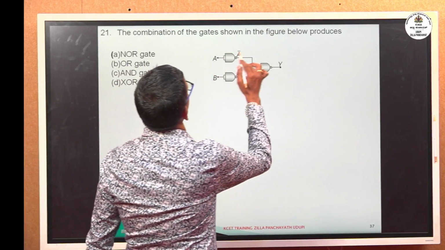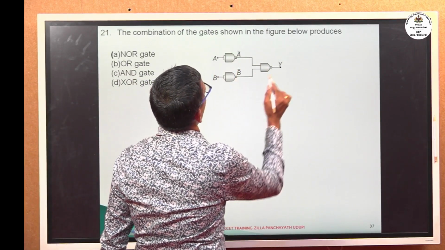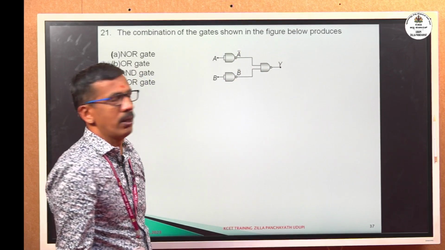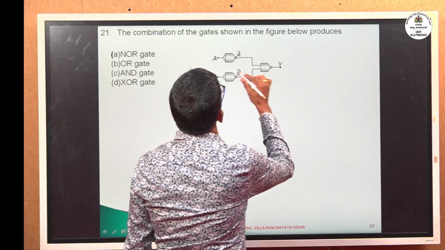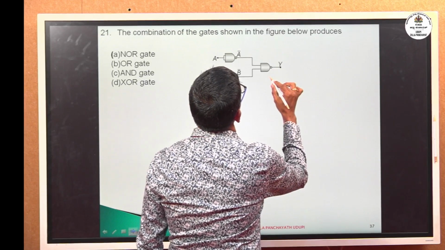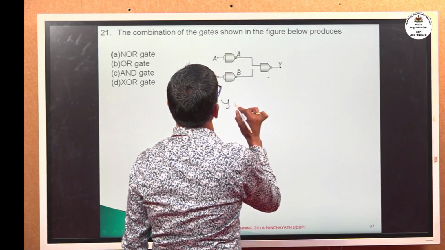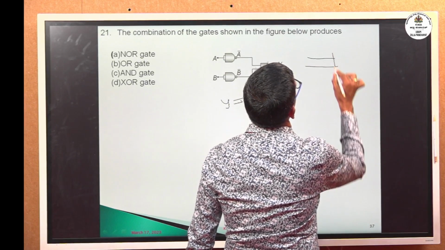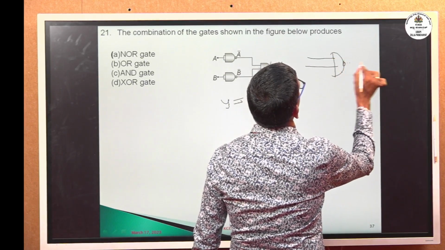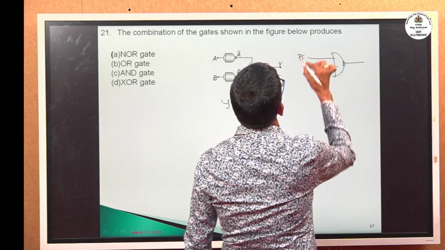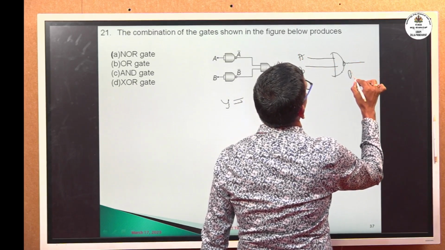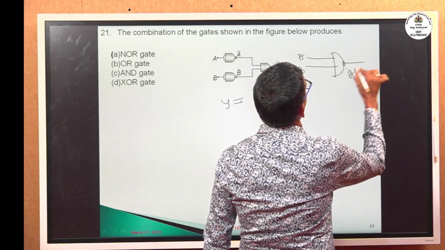This is A bar, B bar, Y. So we know Y, the output of a NAND gate, already. If the input is A and B, the output is AB bar.